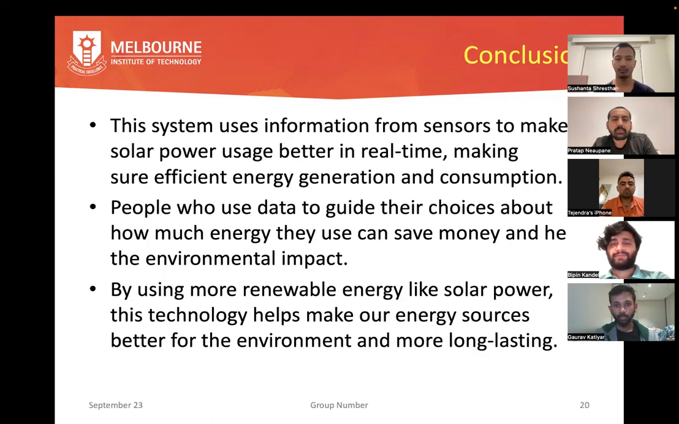Next slide, please. Yeah. So the conclusion is that people who use this to guide their choices about how much energy they use can save money and help the environment, as we are using a conventional form of energy. So it will have more benefits, and we can control climate change.